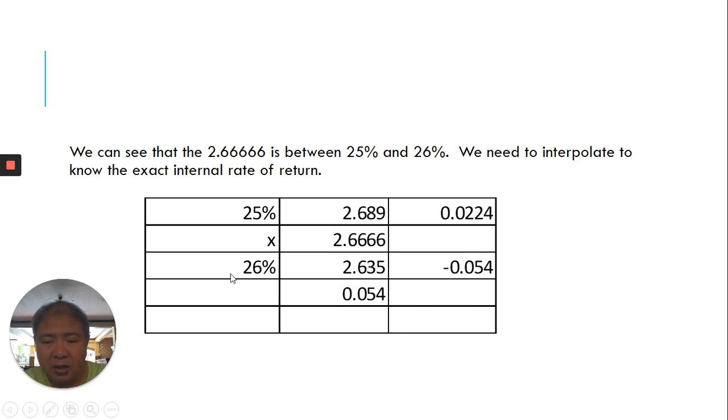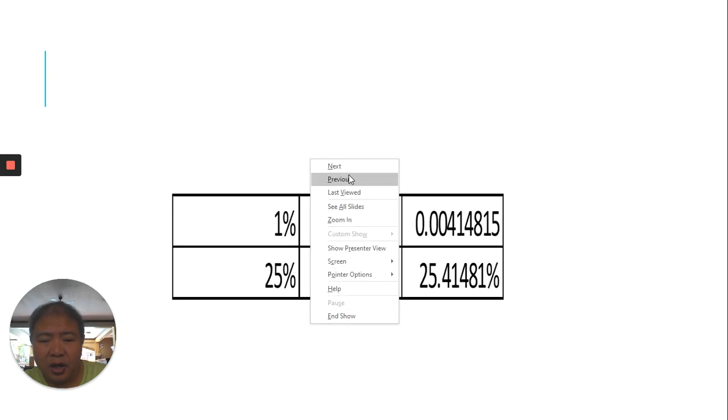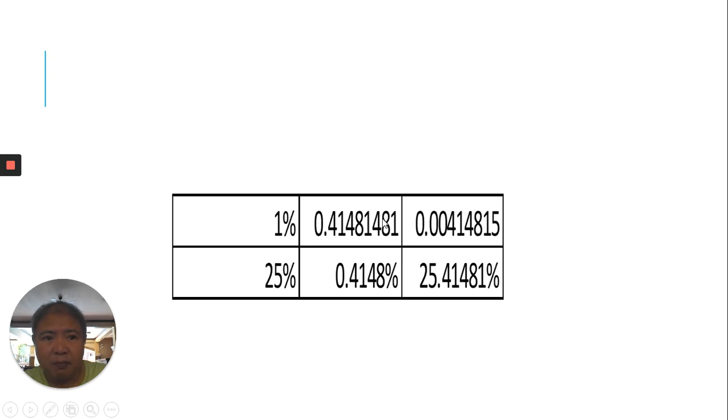Now let us interpolate. We will take the 1% and use ratio and proportion. So 1% multiplied by 0.0224 divided by 0.054. This is actually the ratio and proportion. So this gives 0.4148. Therefore, that's going to be 25% plus 0.4148, or 25.4148. So this is your exact internal rate of return.